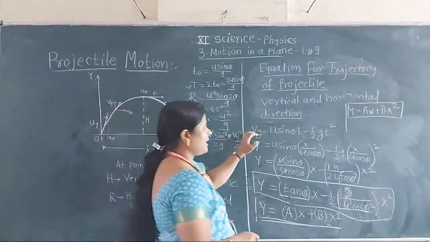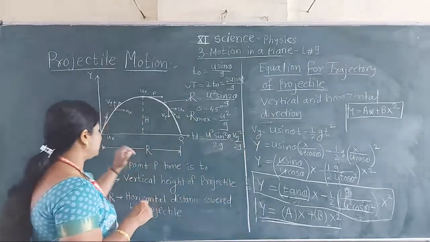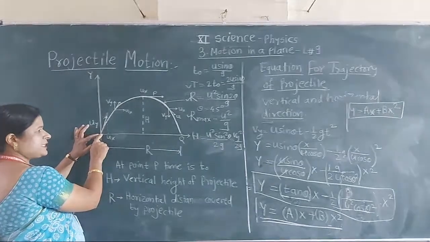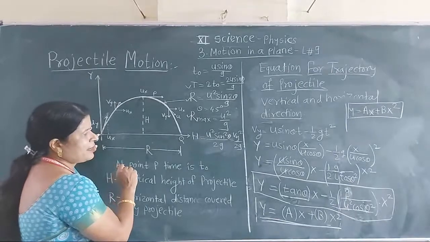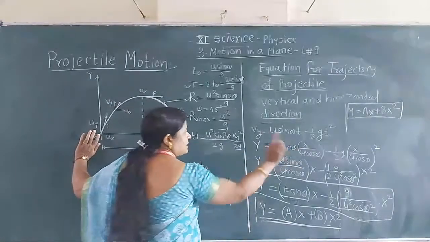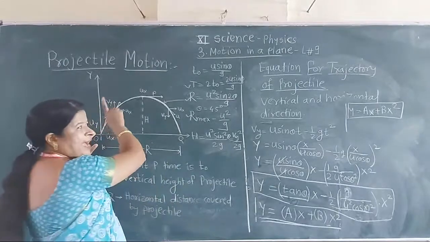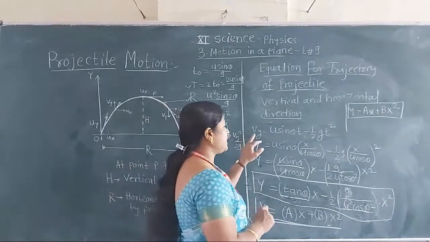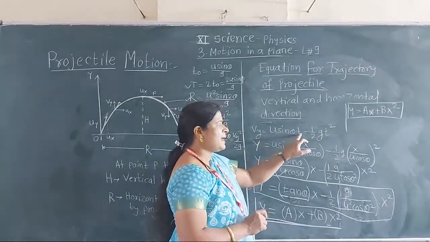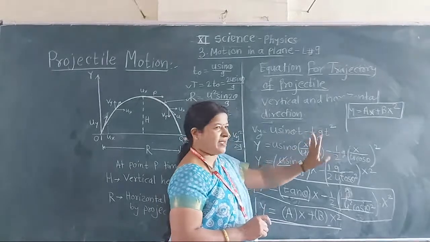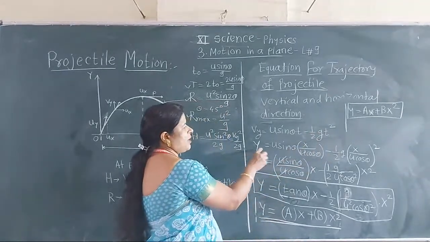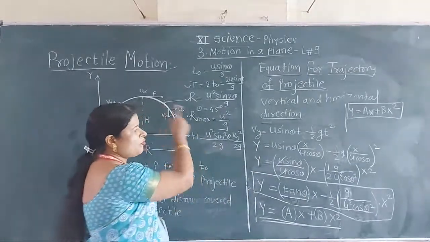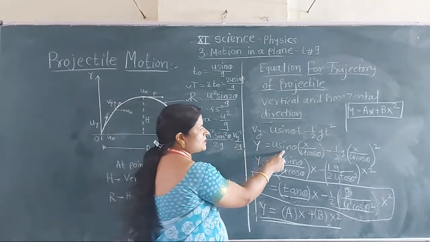So first we take the horizontal distance as x, and at the starting point this horizontal distance is 0. Therefore we can take t as x divided by u cos theta. And for the vertical motion along the y-axis, we have already found the equation: y is equal to u sin theta t minus 1/2 g t square. Now the projectile is moving along the y-axis, therefore y is equal to u sin theta.